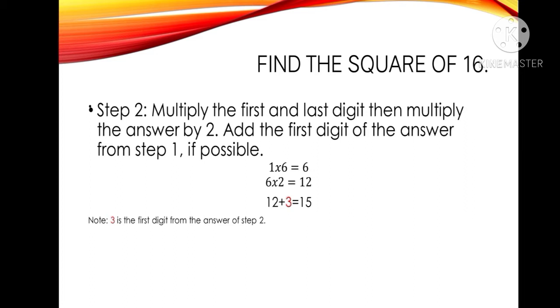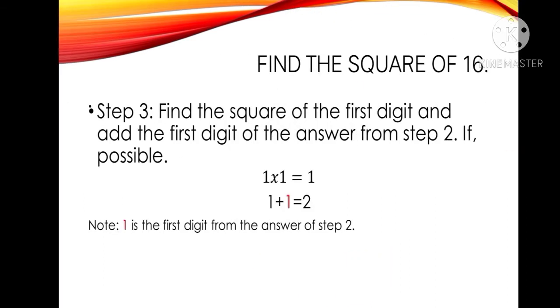Again, note 3 is the first digit of the answer from step 1. So our next step, we have here 6 is the answer from step 1. 5 is the answer from step 2. So take note: find the square of the first digit and add the first digit of the answer from step 2 if possible.